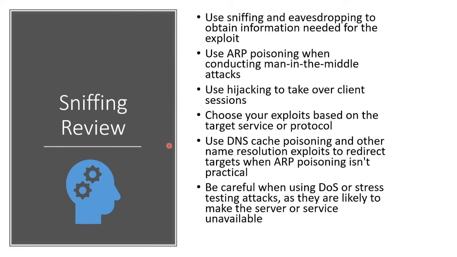So let's review sniffing. Use sniffing and eavesdropping to get information so you can do some exploits. Use ARP poisoning when you want to do a man-in-the-middle attack. Use hijacking to take over those client sessions. Choose your exploits based on a target, service, or protocol. Use DNS cache poisoning and other name resolution exploits to redirect targets if ARP poisoning isn't practical. If you're going to do anything like DHCP starvation or stress testing or some kind of denial of service, just be careful because you're likely to make the service unavailable for others.